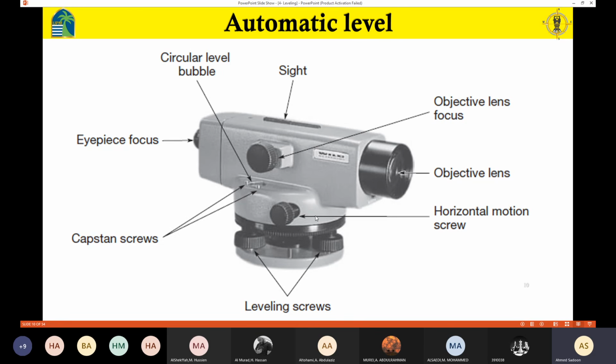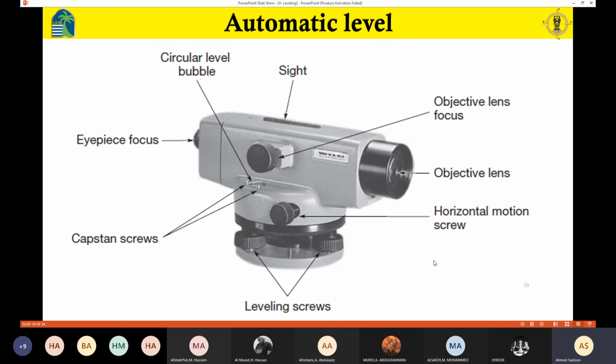After you get the target, in order to get exactly at the middle of the staff, you need to use the horizontal motion. You are going to move the device horizontally, but in slow motion. We have the leveling screws through which you will be able to make the level perfectly horizontal. Here we have the circular level bubble. We'll talk about this. We use this one also to make sure that the line of sight is horizontal.